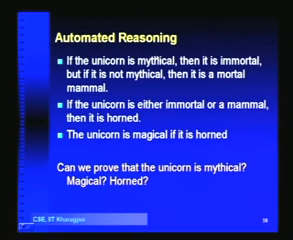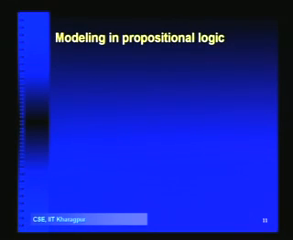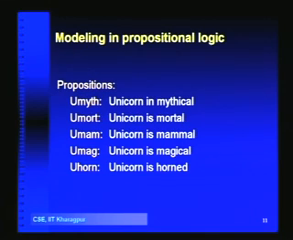We will come back to this slide. Let us look at the basic propositions that we have. The propositions that we have are the following. We will say umyth is unicorn is mythical, umort unicorn is mortal, umam unicorn is mammal, then likewise umag and uhorn, right. So, these are the 5 different propositions around which we will build our logic.